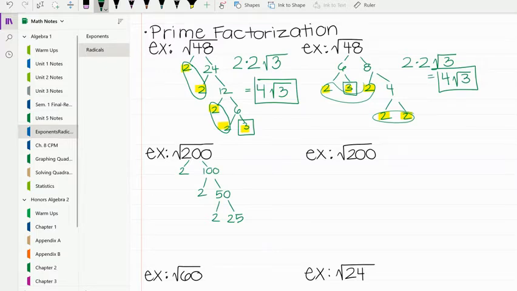So then you just go to the next highest number. 3, nope. 4, nope. So it has to be 5. And then we're stuck because 5 is a prime number. So I'm going to identify my prime numbers here, and those are the numbers I'm dealing with.